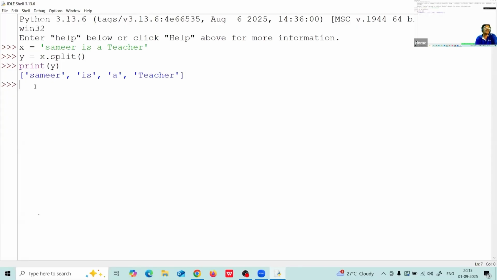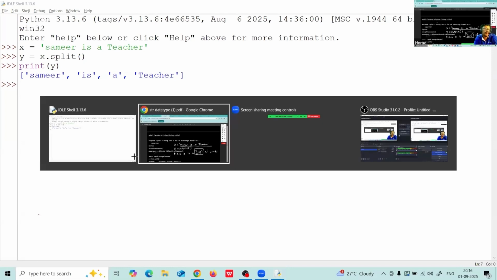In Python, whenever you see multiple values separated by comma in the square bracket, it is known as list. If you are asked next time, what is list? Say, list is collection of many values. That values can be integer, that values can be string, that values can be floats. Here the values are strings. So are you convinced that we have got split of the string? 4 words we have got.